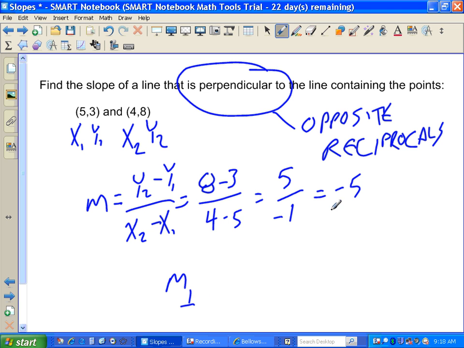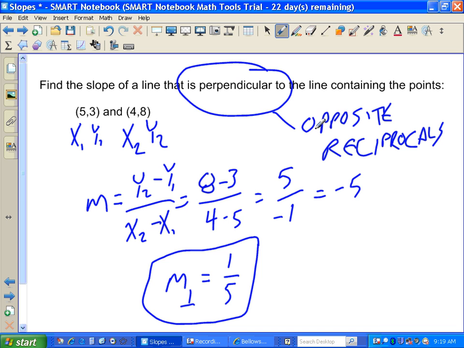Perpendicular, we need the opposite reciprocal. So since this slope is negative, we know the other one's going to be positive. And the reciprocal, well, we used to have 5 over 1, so let's make it 1 over 5. So if we're looking for a line that's perpendicular to the line that goes through these points, it's going to have a slope of 1/5. The intercept can be whatever it is, it's going to be perpendicular because remember lines go on forever and ever and ever. Okay, so builds on what we remember from Math 1 about slopes.